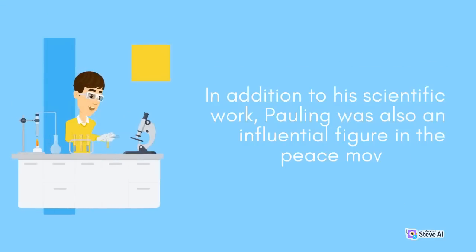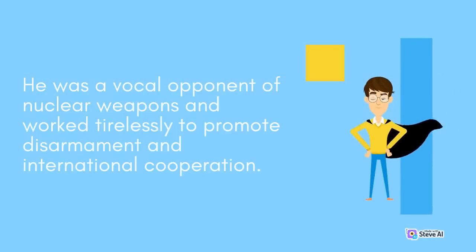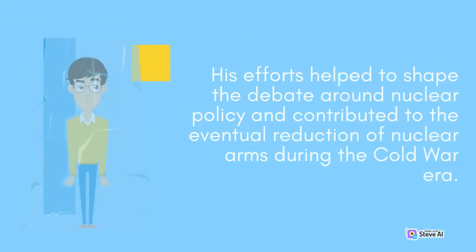In addition to his scientific work, Pauling was also an influential figure in the peace movement. He was a vocal opponent of nuclear weapons and worked tirelessly to promote disarmament and international cooperation. His efforts helped to shape the debate around nuclear policy and contributed to the eventual reduction of nuclear arms during the Cold War era.